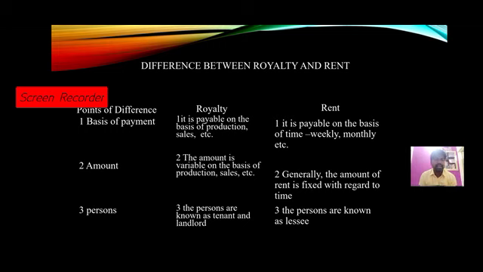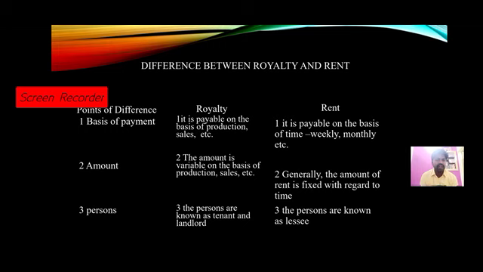Okay, next, amount. The amount is variable on the basis of production and sales. If the production increases, the royalty will increase, and he gets more royalty. Generally, the rent amount is fixed with regard to time. In rent, it is fixed by the owner for the tenant. That is, the owner has given the house for rent and receives the fixed amount of rent.